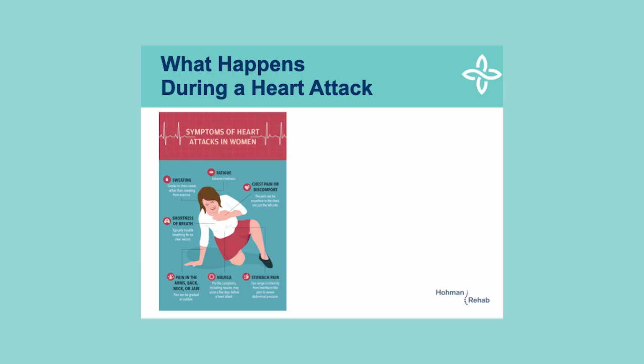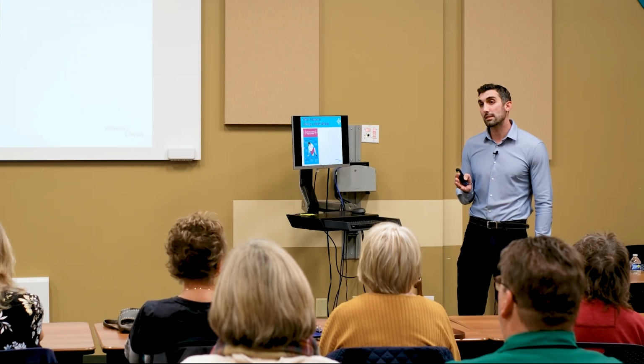So these are some of the symptoms that you may have when you're having a heart attack. The most common ones are going to be chest pressure. Patients feel left-sided chest pressure. It may radiate down the arm. It may radiate up the jaw. Some patients say it feels like an elephant is sitting on their chest. Those are the classic common ones.